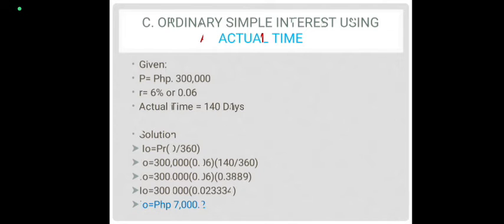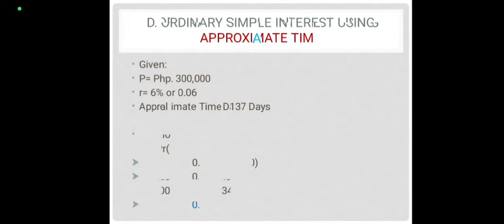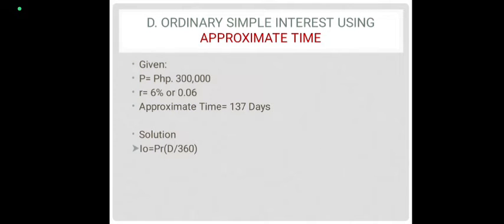Next, we have letter D, which is the ordinary simple interest using approximate time. So our approximate time is 137 days. So this is the solution. The same as letter C, our ordinary simple interest is principal multiplied by rate multiplied by days divided by 360. So let's substitute the values here.